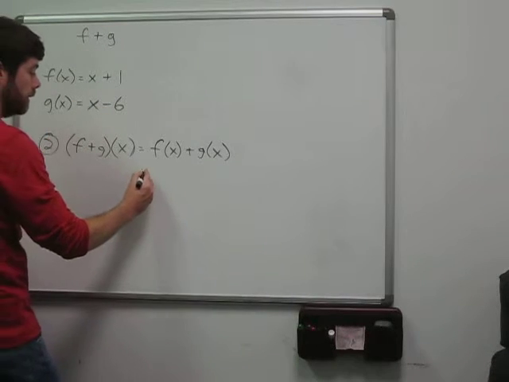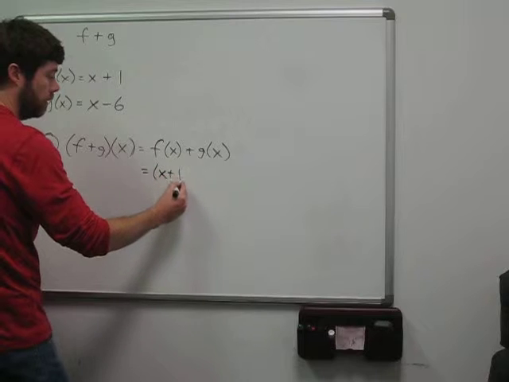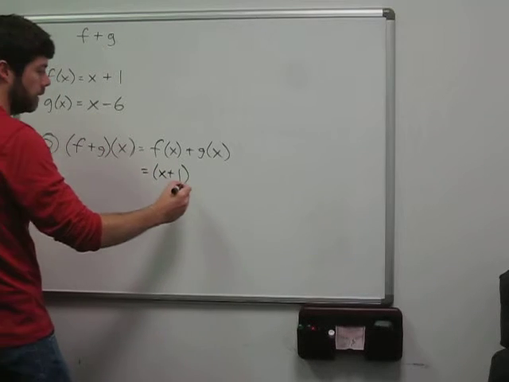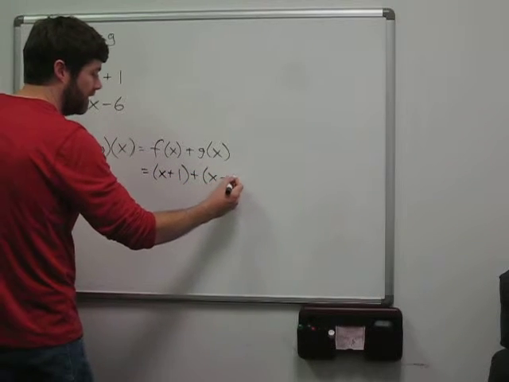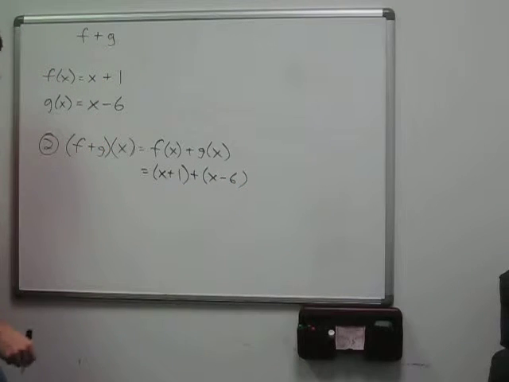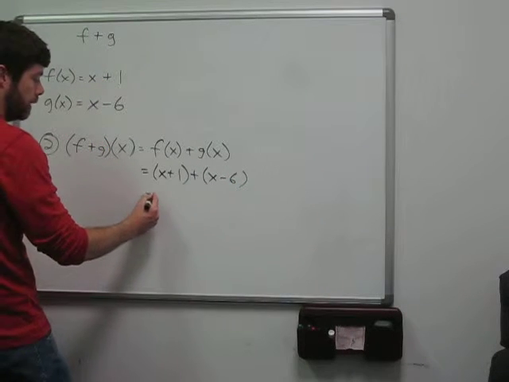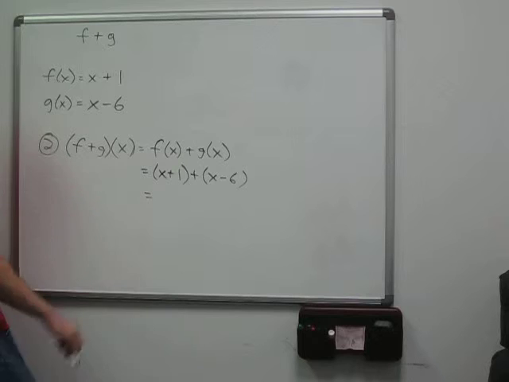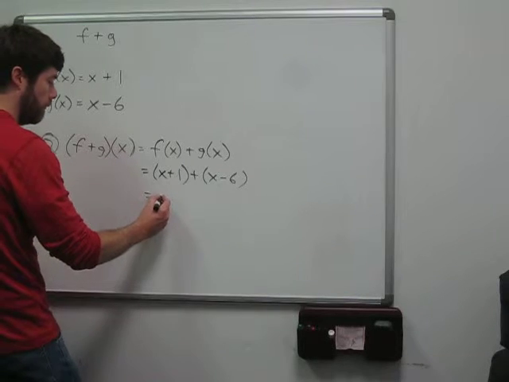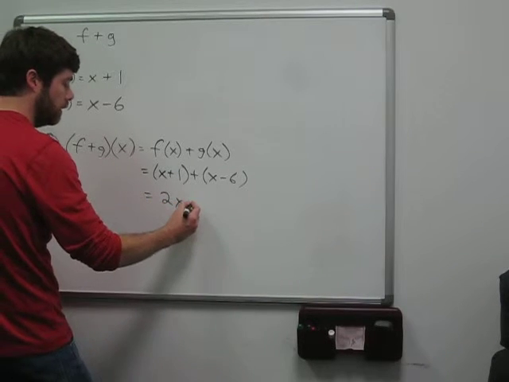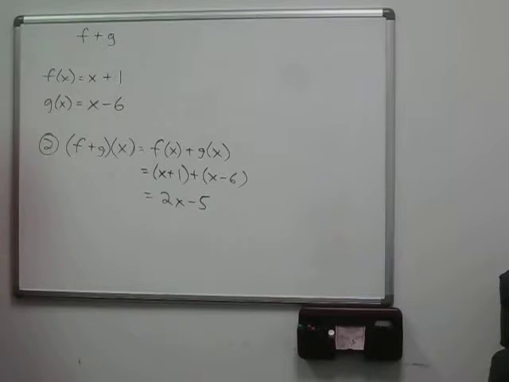f of x is x plus 1. g of x is x minus 6. So when we combine our like terms, we get that f plus g of x is 2x minus 5.